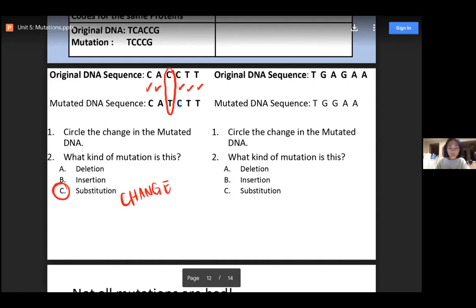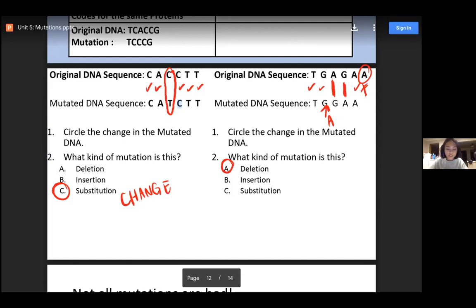Now, try the next one. I'm going to circle the mutation in the DNA. So T and T are the same, G and G are the same. There's a discrepancy here. Now there's one here. This one's the same. And then this one is missing one. So go ahead and try to think about what went wrong here. As you can see, they deleted the A that was supposed to go in between the 2 G's. So this one is deletion.